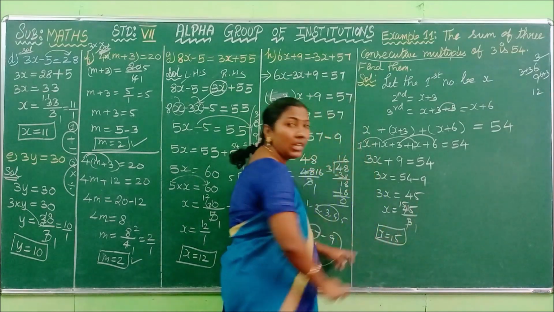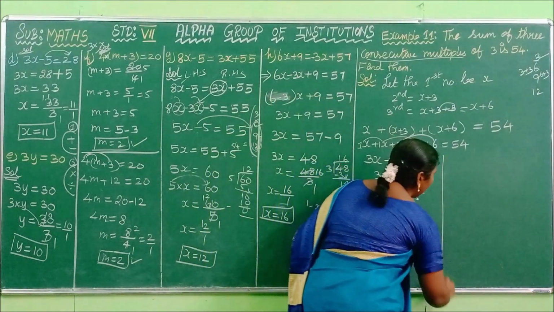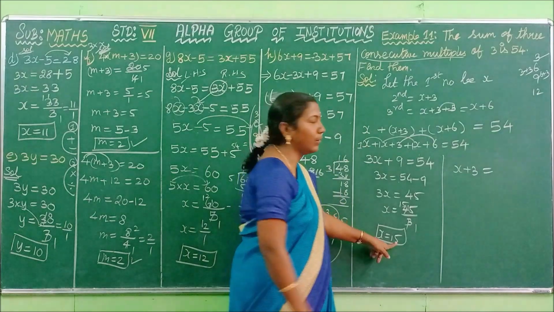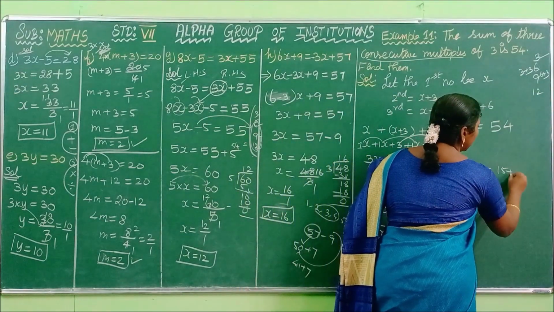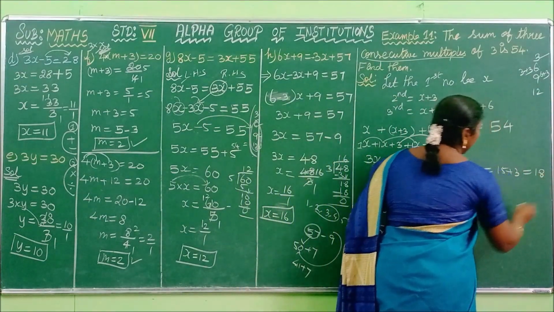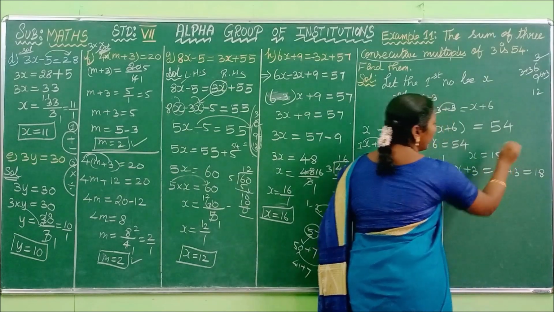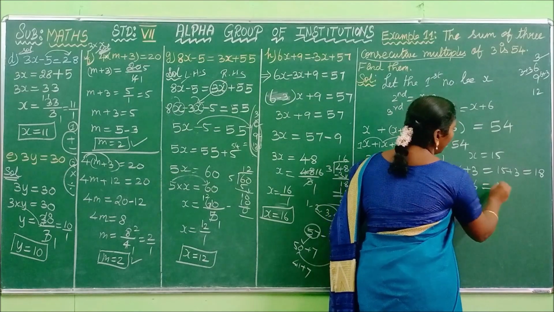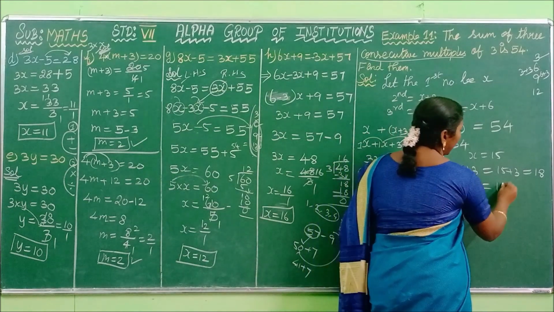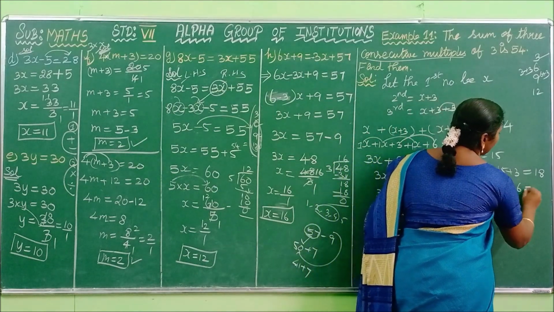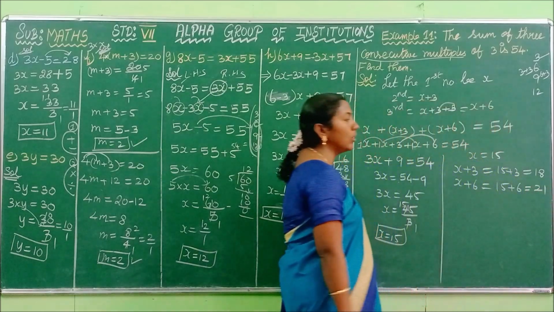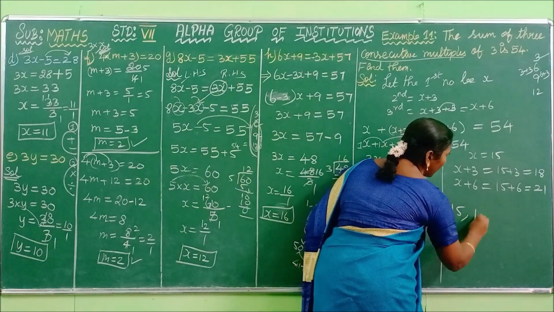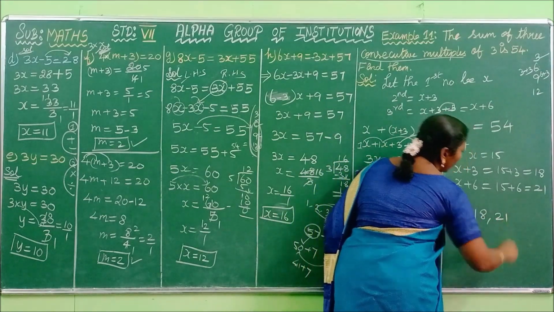Thus we have found the first number. What is the second number? Second number is x plus 3. You have to add 3 with 15. So 15 plus 3, your second number is 18. First number is 15. What is your third number? X plus 6, so add 6 with 15. 15 plus 6 is 21. So the three consecutive numbers are 15, 18, 21.